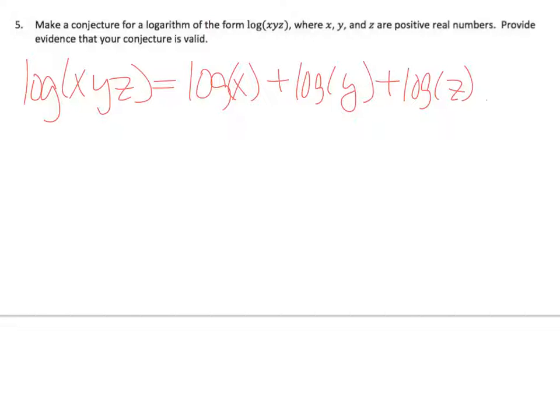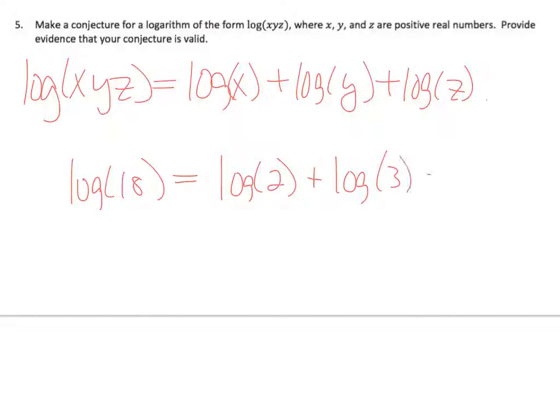And that's how it's going to work. You could check that with things like log of 18, which would be the same as log of 2 plus log of 3 plus log of 3, because 2 times 3 is 6, times 3 is 18. Things like that. All right, let's try it with some real numbers.